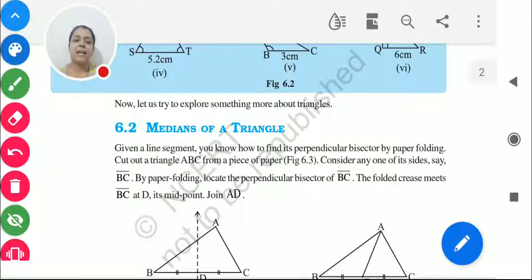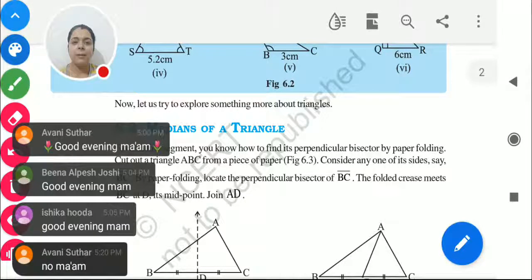So here we find the medians of a triangle. What does it mean by median? We can call it median or we can call it maiden. So here we find what is the median of a triangle. So let me tell you till now what we talked about.